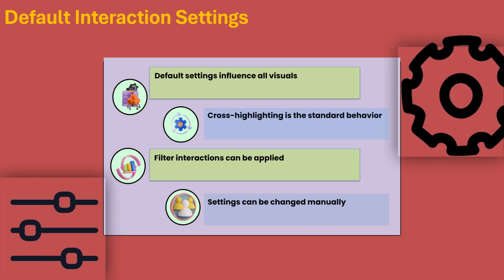Power BI's default interaction settings are like autopilot, handy but sometimes annoying. By default, cross-highlighting connects visuals, but filters can also be applied. If you're not happy with how things interact, don't panic. You can manually tweak them to fit your needs. Think of it like customizing your coffee order, extra filters, less highlighting.